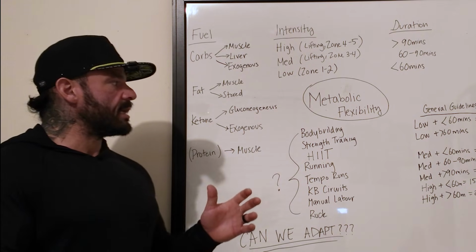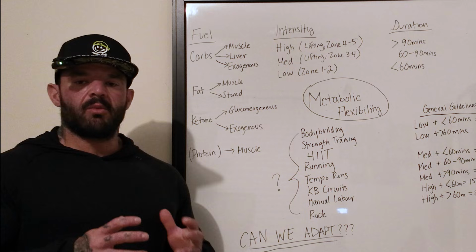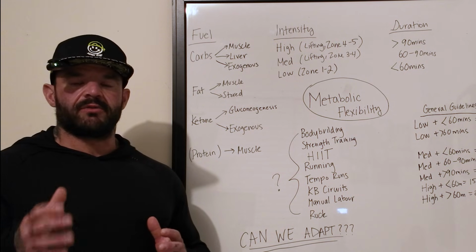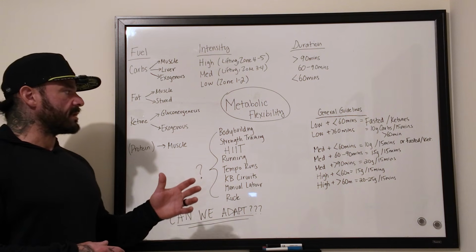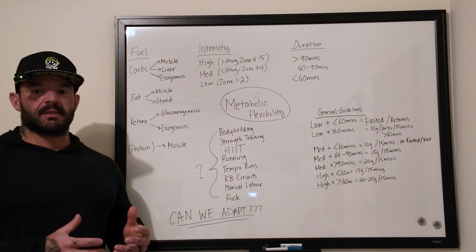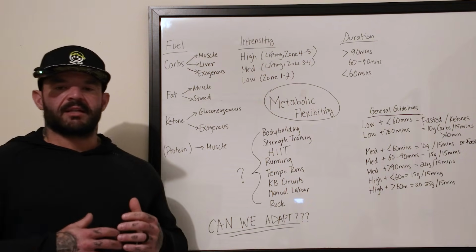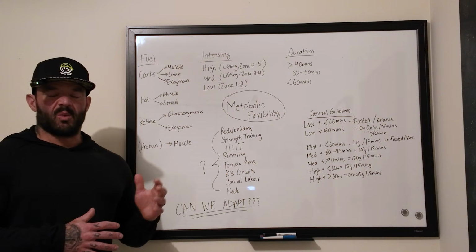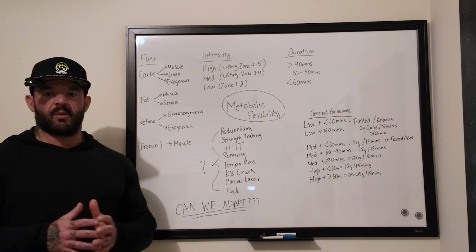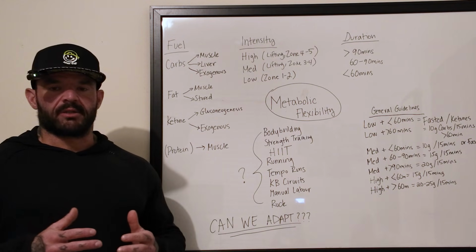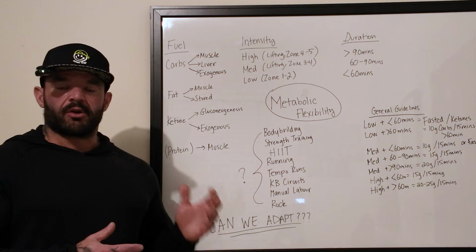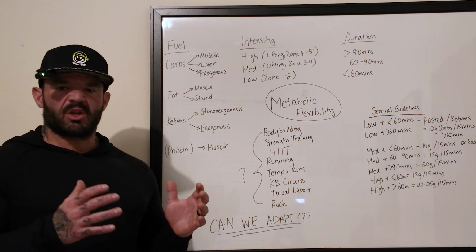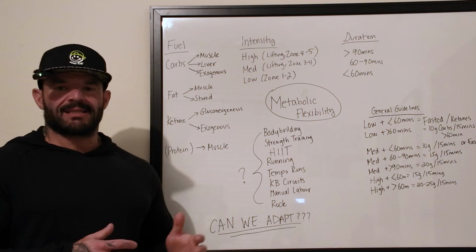Metabolic flexibility essentially boils down to how well our body can switch between fuel sources depending on the demands placed upon it. Now, in order to understand metabolic flexibility, you have to understand a few nuances about metabolism itself. We have essentially three energy systems: one that's quick, one that's medium, and one that's long duration. Now, those can be broken down a little bit further. So you have your anaerobic alactic energy system, which is your creatine phosphate and ATP. Quick, high power, less than 10 seconds.